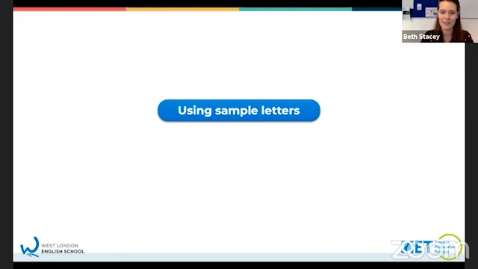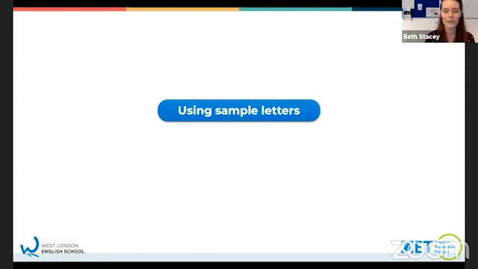Now let's move on to using sample letters. I think that the sample letters that OET provide and that maybe your school provides, for example, we give sample letters out here at the school, are so important and there's so much that you can learn from them. Because what you can do is go through and highlight any language that you would like to use in the future in your own letters.